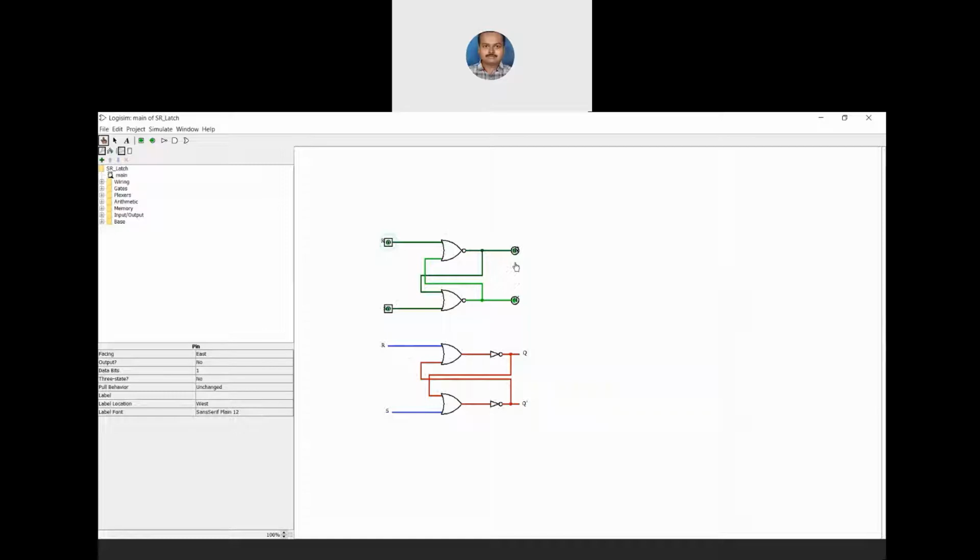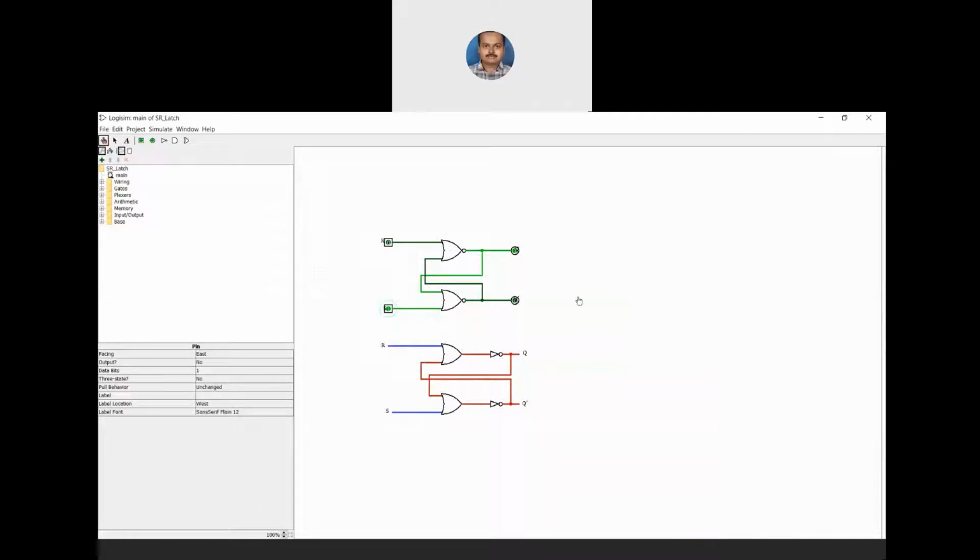Have you understood this one? You're able to relate the next state and the previous state, right? When S is 1, the output is always equal to 1 irrespective of the previous state. As we saw here, the previous state was 0. But when I change the S input to 1, the output has changed to logic 1. The previous state was 0, and now the state is logic 1 there. Irrespective of the previous state, if S is 1 and R is 0, the output is always equal to logic 1, which we call the set state or one state.